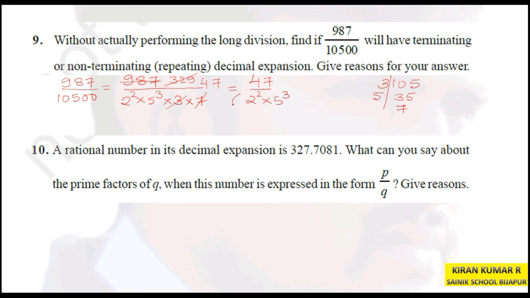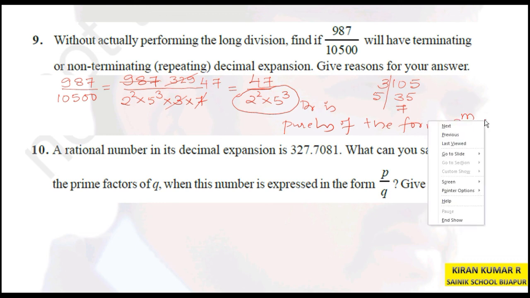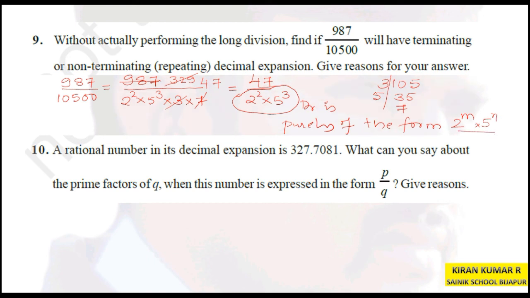This denominator, observe only the denominator. This denominator is purely of the form 2 to the power of m into 5 to the power of n. Therefore, this particular number is a terminating decimal. It terminates.